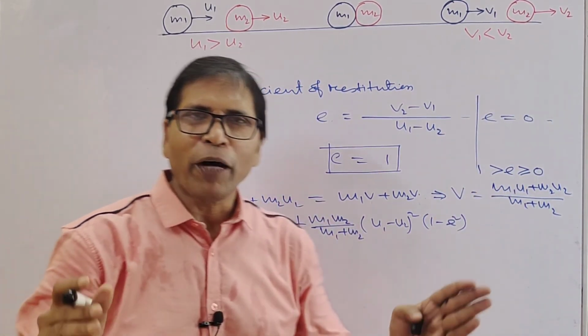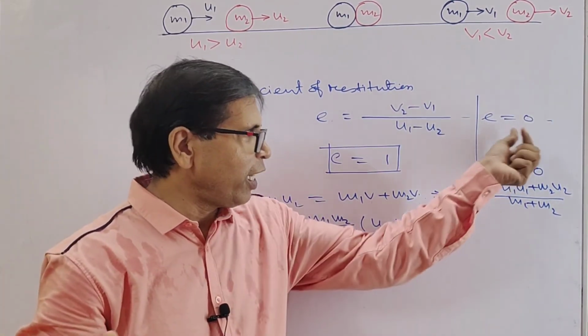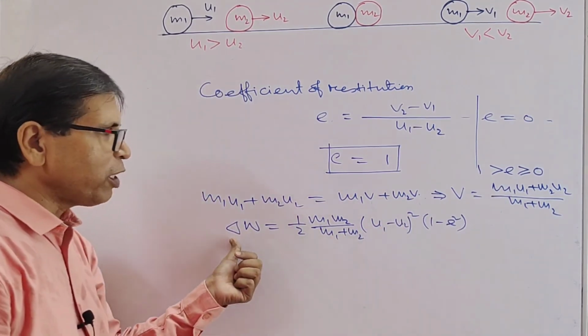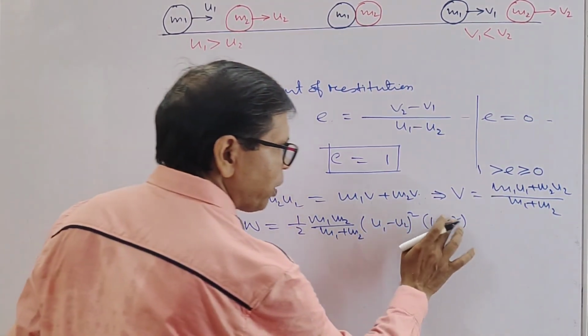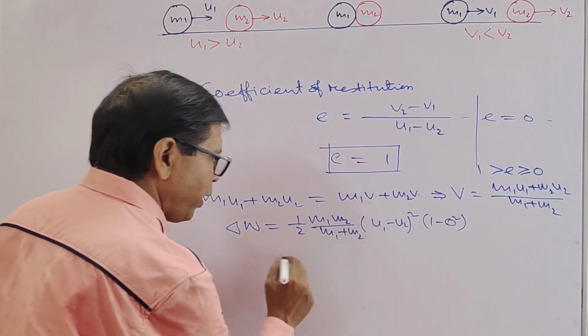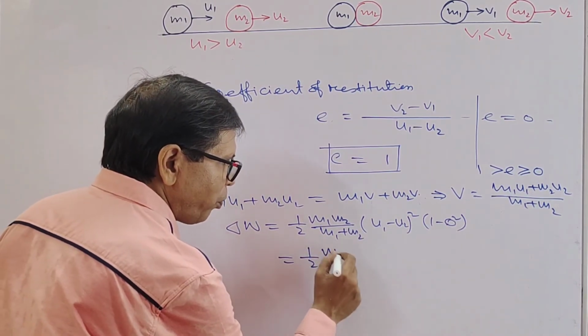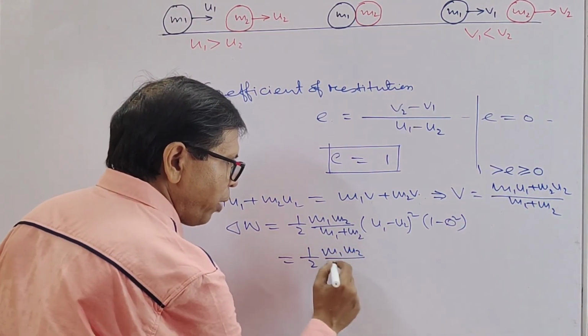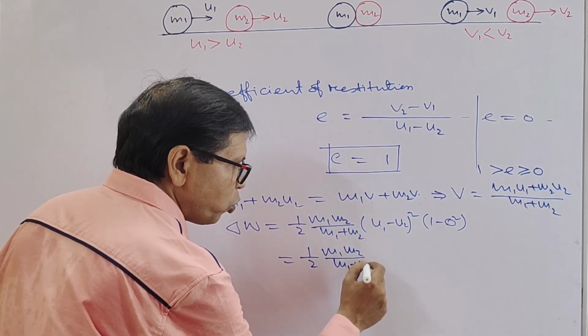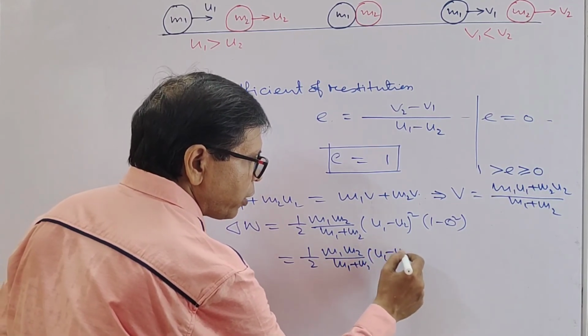Therefore in case of perfectly inelastic collision, e equals 0, and the dissipation of energy becomes half m1 m2 divided by m1 plus m2 into u1 minus u2 whole square.